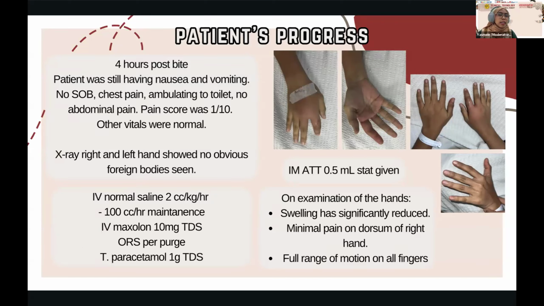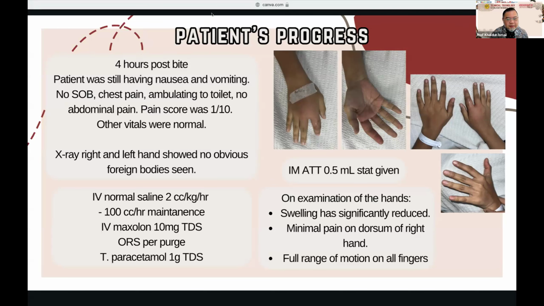Unfortunately, this is the only progress that we have of the patient. Possibly any more input Prof would like to give? Any questions? Dr. Khaldoon, questions?